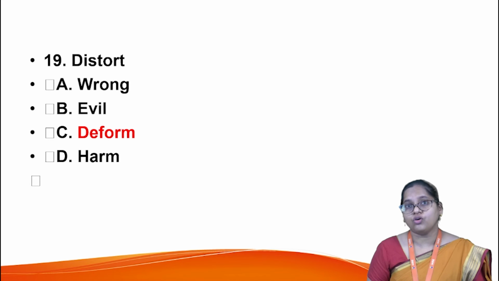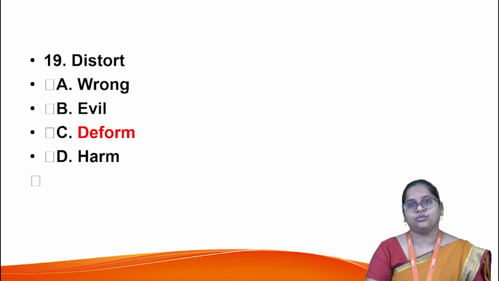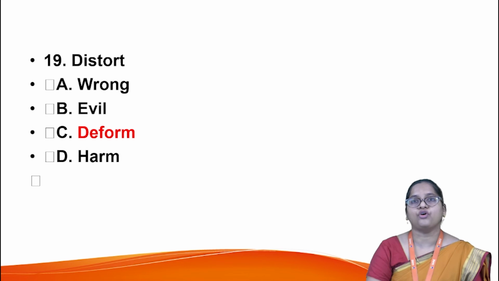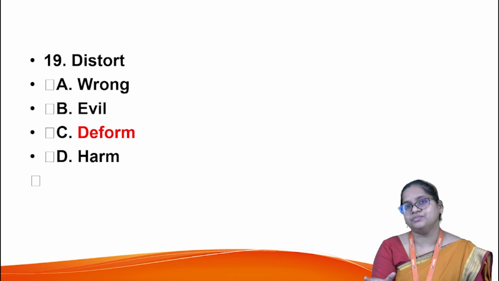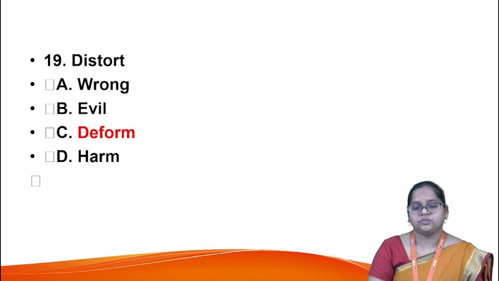Option A, wrong. Option B, evil. Option C, deform. Option D, harm. So is it to do with wrong? Wrong answer or wrongness? No, it's nothing to do with it. Evil, cynical, it is kind of negative. Deformity, we say, right? It's like that is spoiled, misshaped, out of shape, and you no longer see the image or picture of it.